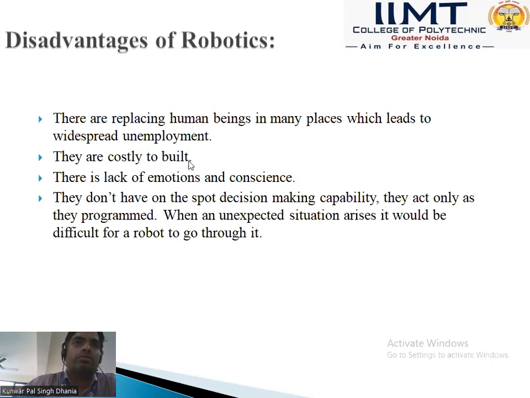These are the disadvantages. They are costly to build, and there is a lack of emotion, so we have to protect ourselves from the robot. They are replacing human beings in many jobs, so unemployment is one of the main disadvantages. They don't have on-the-spot decision making ability. On the spot means that they cannot make decisions instantly. So these are some disadvantages.